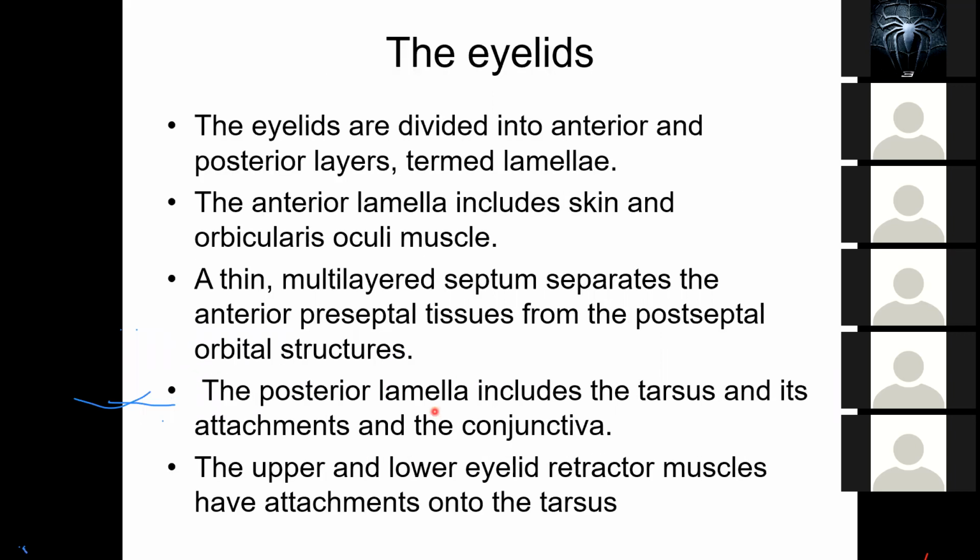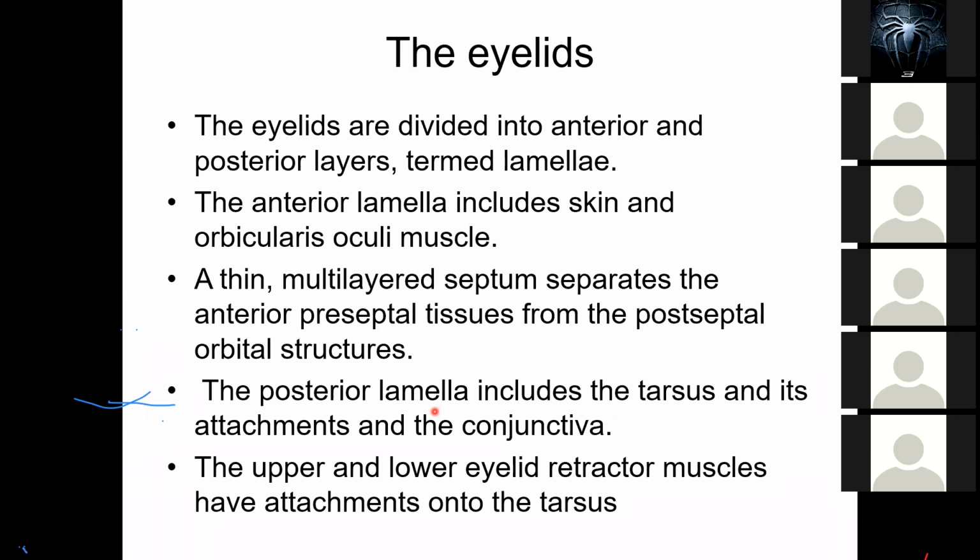Yes, so the next thing we want to look at is the eyelids. Each eyelid is divided into an anterior and a posterior layer. We term these layers the lamellae. One is a lamella. So the eyelid is divided into anterior and posterior layers, which each is a lamella. Now, the anterior lamella includes skin and orbicularis oculi muscle.